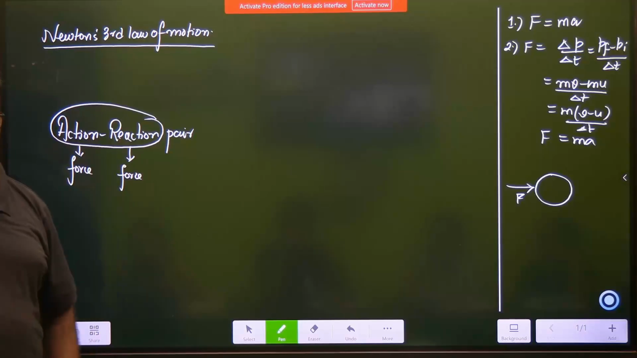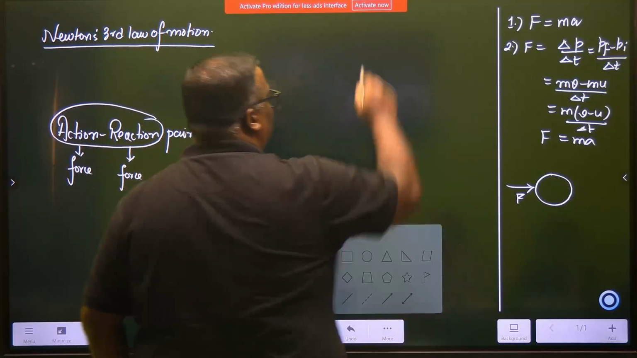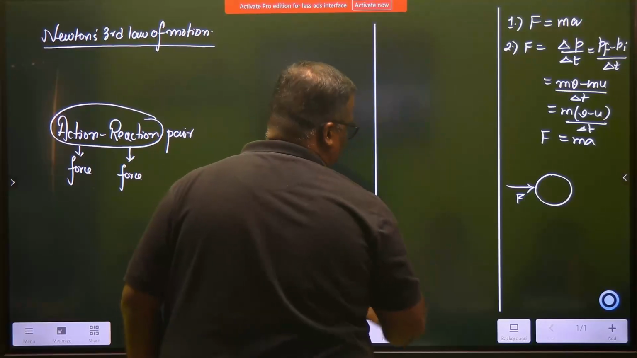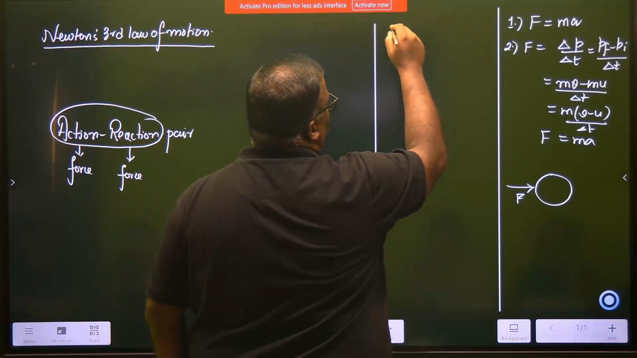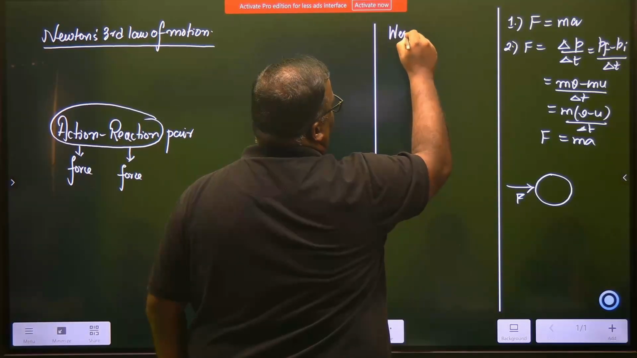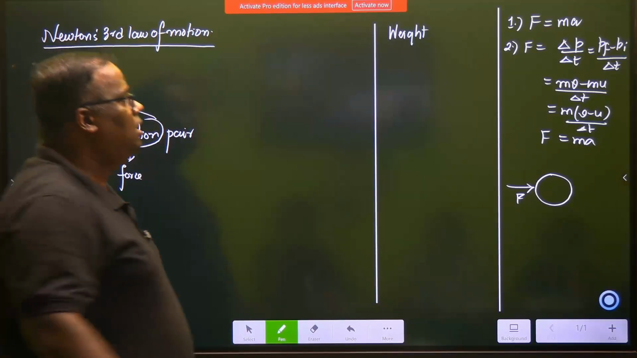Are you understanding this? So let's have a quick look at some common types of forces that we encounter in daily life. Okay, some common types of forces. Now, the first force is weight. The first force is weight. Types of forces. Now, what is weight?